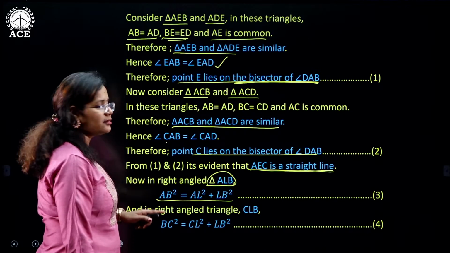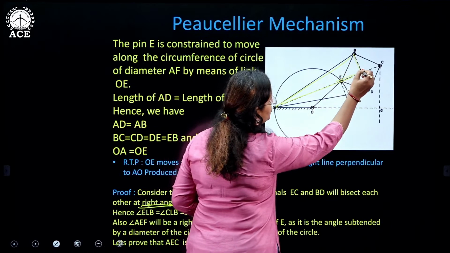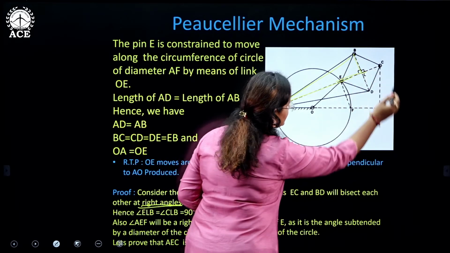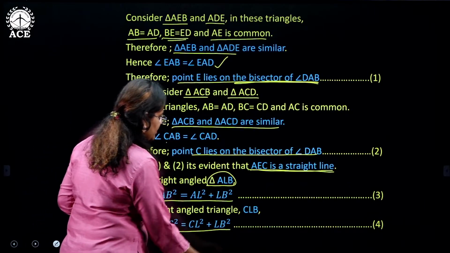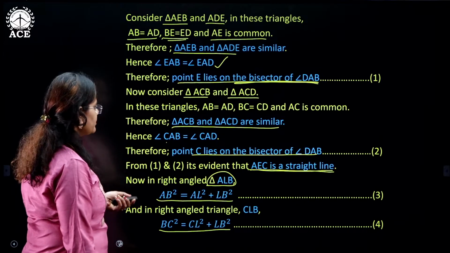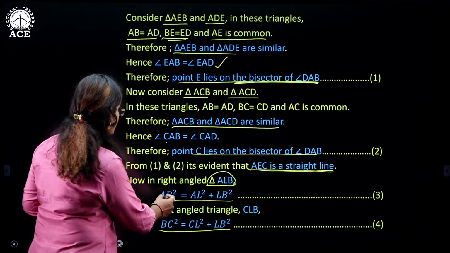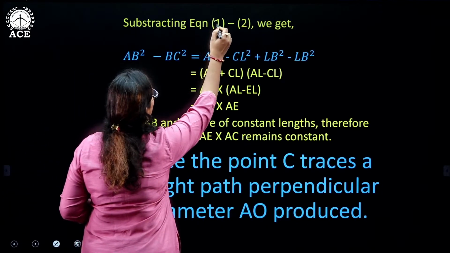Similarly, when I take right angle triangle of CLB, see CLB, this particular smaller triangle, I can say that BC square is equal to BL square plus LC square. Same thing is written over here. BC square is equal to CL square plus LB square. Now I will subtract these two, 3 minus 4. This equation AB square minus BC square.